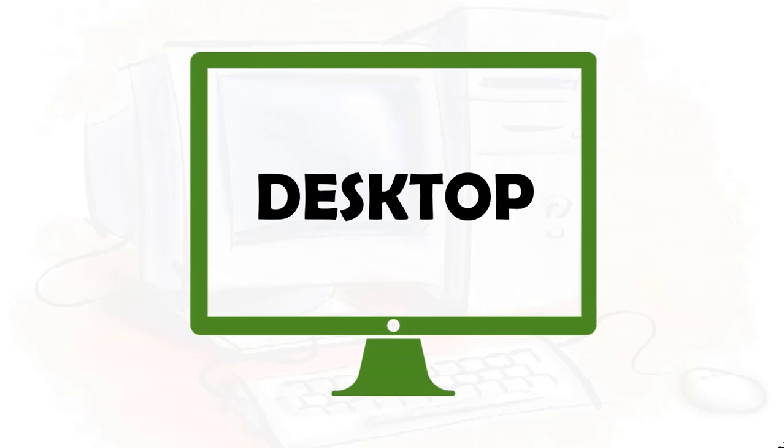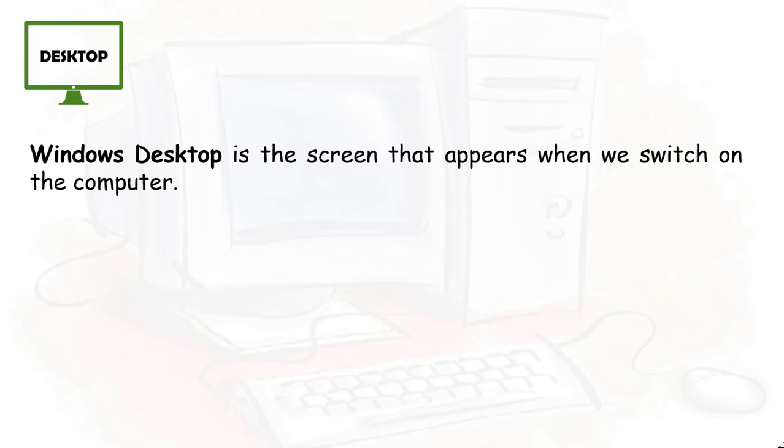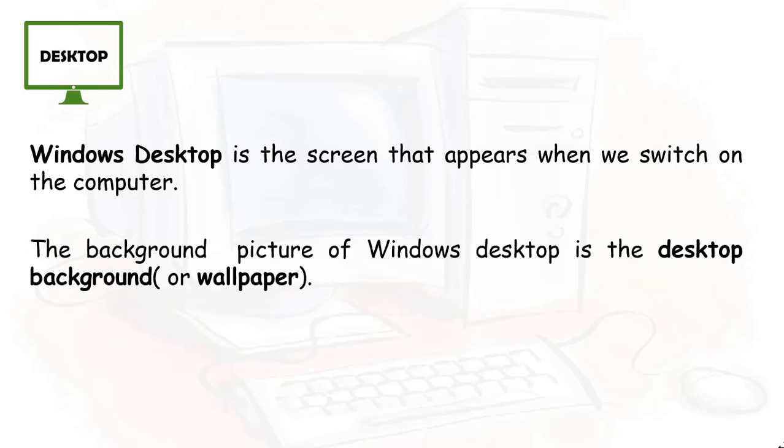Now let us take a look at the desktop. The Windows desktop is the screen that appears when we switch on the computer. After switching on the computer, we see the first screen on the monitor. That first screen is known as the Windows desktop. The background picture of the Windows desktop is the desktop background or the wallpaper.